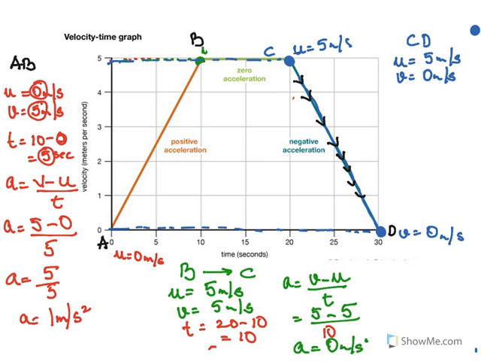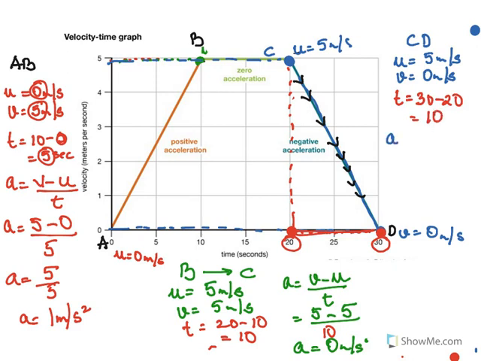How long has it taken to do that? At C, what was the time at C? This is the time at C, and this is the time at D. So what is the difference in time? This is the difference in time between C and D. So here the time will be 30, which is at D, and 20. So this is 30 minus 20, and that is 10 seconds.